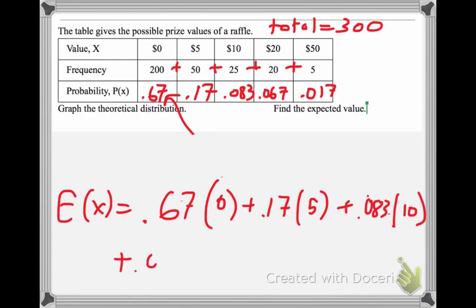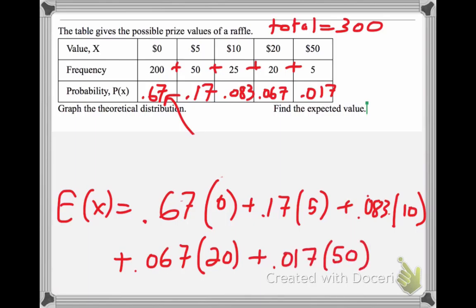plus 0.067 times 20 plus 0.017 times 50. All right, and then you're going to add up all of that and see what your expected value is. The expected value for that is 3.87. Right? And so that's $3.87. It's the expected value for this raffle.